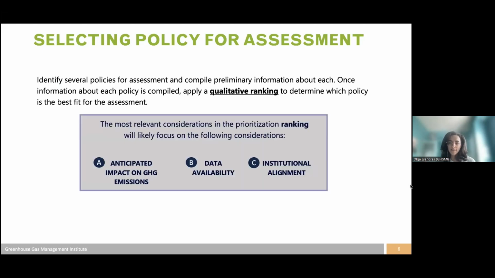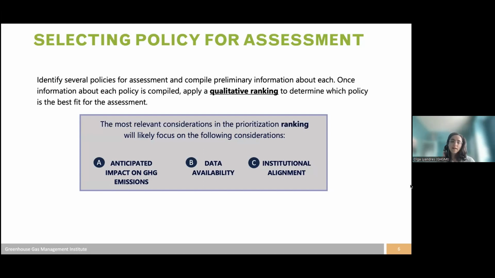The guide provides a series of questions that you would answer to help determine this, but typically the most relevant considerations in this prioritization process will likely focus on anticipated impact on GHG emissions. So since this is a mitigation impact assessment, that will be a big driver in the decision. The other one will be availability of data, because that is often the barrier. If data is not available, it's very difficult to conduct this assessment.